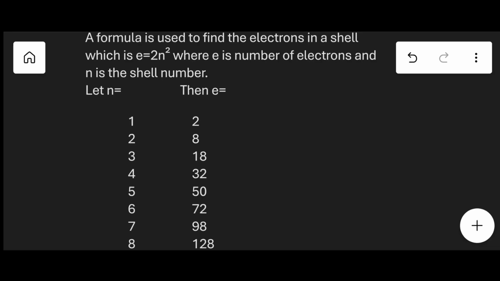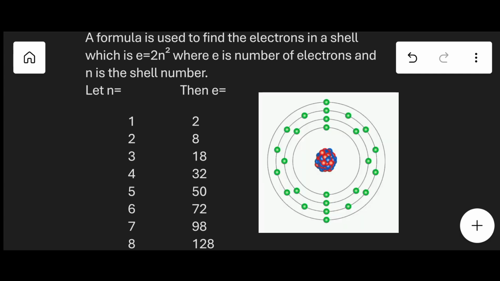outer shell. A very simple formula is used to find the number of electrons in a shell, which is E equal to 2n², where E is the number of electrons and n is the shell number. Here is a small table which displays the shell number and the maximum electrons it can hold.